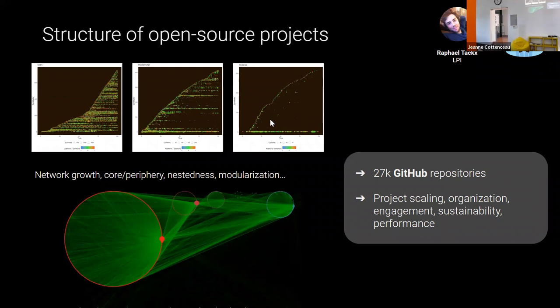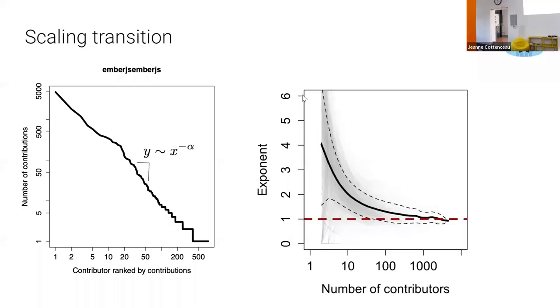Each line is a person, and each green dot is the moment that they're active. So first, you have different dynamics. You have systems where everybody's working a bit together. In some systems you have just one person that really pushes the project, but then you have people that just come episodically to make some contributions.